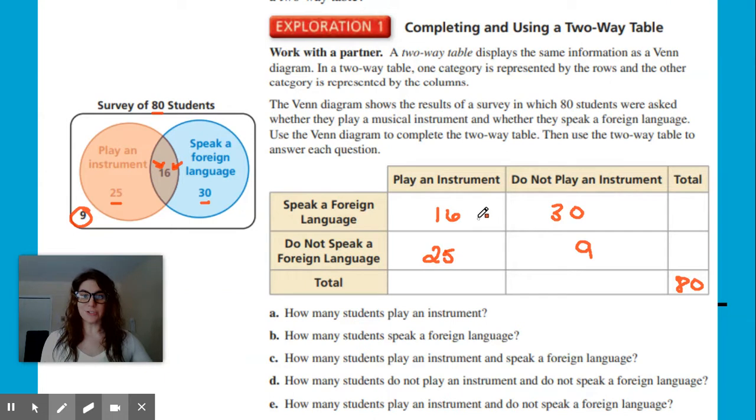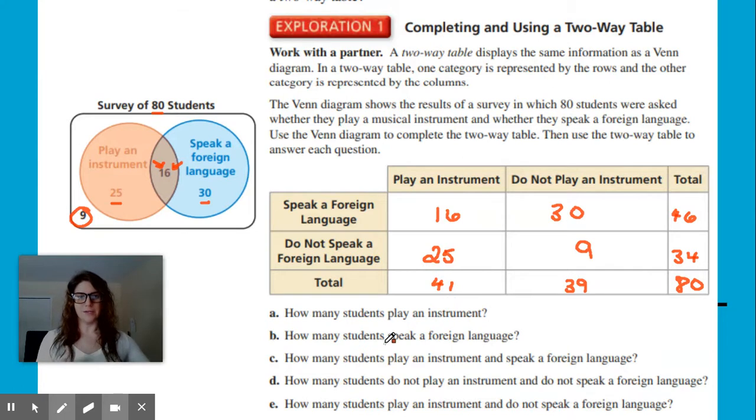And the last thing we can do is just add up our totals, right? So 16 plus 30, that's 46 over here. 25 plus 9, that is 34. And then we can do our columns. 16 plus 25 is 41. 30 plus 9 is 39. We just add those together. And what should happen is if I add up the totals, 41 and 39, that's 80. Perfect. 46 plus 34, that's 80. Perfect. It equals the total amount of students that we surveyed.